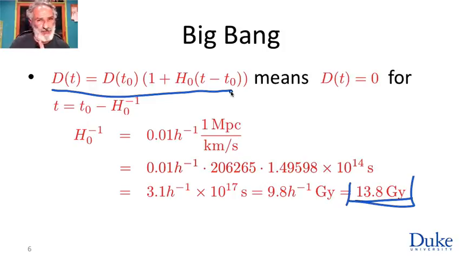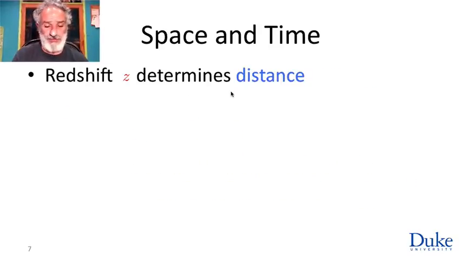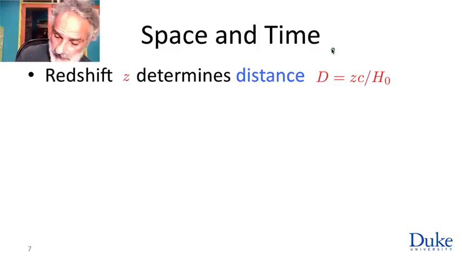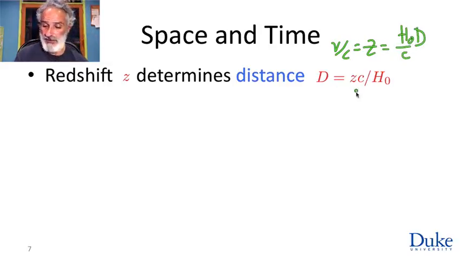But first, we can get even more out of this story. Remember that the redshift z determines distance, at least for small z, where the Newton approximation holds, as v over c is z. Remember that v over c is therefore H0 over c times d, and so d is zc over H0. So if you know the redshift, you can figure out the distance.